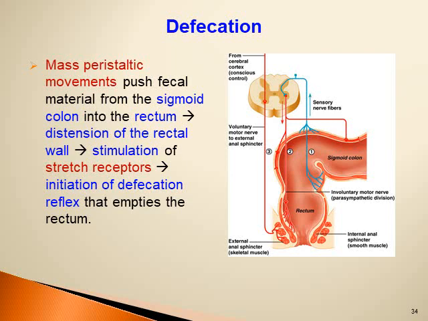Whenever the rectum is distended with fecal material, mechanoreceptors in the wall of the rectum will get stimulated, and this will initiate the defecation reflex that will empty the rectum. As you can see here, the wall of the rectum is rich in mechanoreceptors, or stretch receptors. If mass movement pushes fecal material into the rectum, distension of the rectum will stimulate the mechanoreceptors, and this will trigger the defecation reflex.